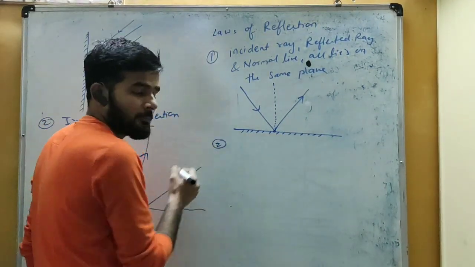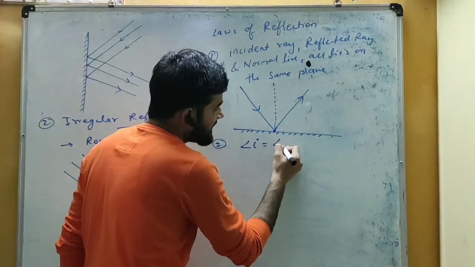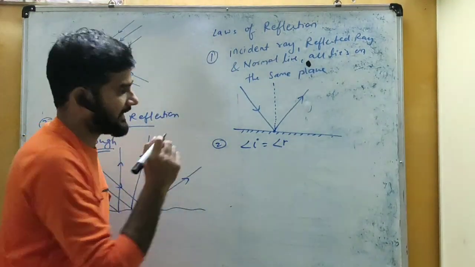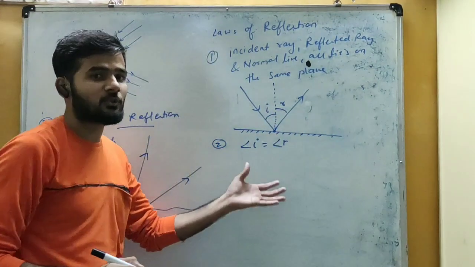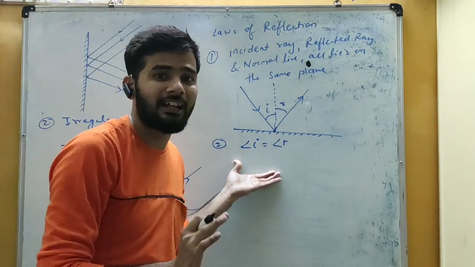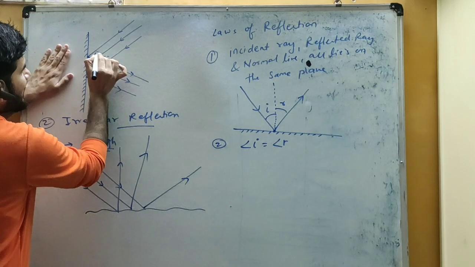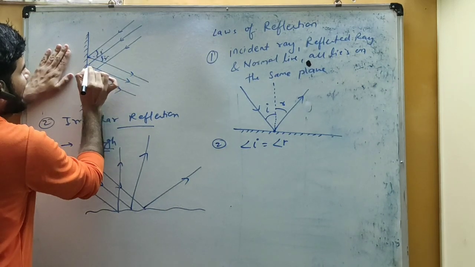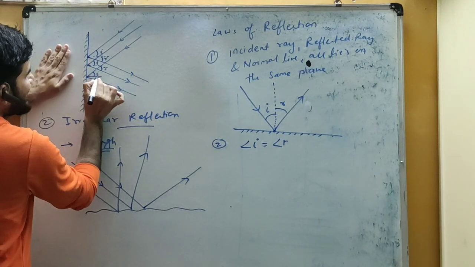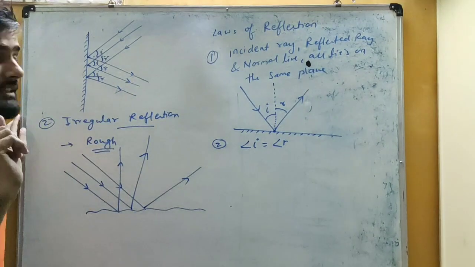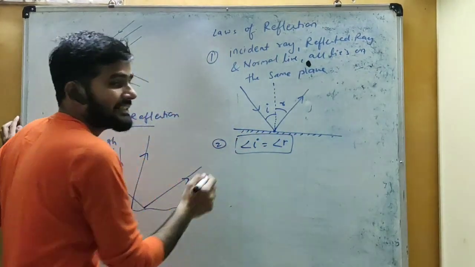Now what about the second law? The second law states that the angle of incidence will always be equal to the angle of reflection. Like here, this is the angle of incidence and this is the angle of reflection. These two angles will always remain equal. Now here you can see in this case of regular reflection, the angle i is equal to angle r. Here this angle i is equal to angle r. Here also this angle i is equal to angle r. Now in case of light, this law can never be violated.